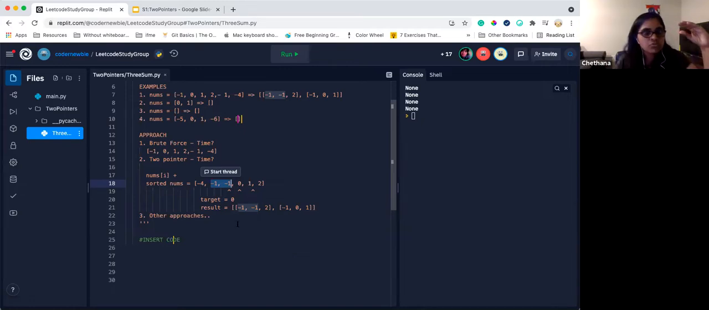That's for the outermost. What happens for the innermost, the two actual pointers? What do we do for them? We increment the left pointer until we get to a unique value. And for the right pointer, we keep decrementing until we get to the next unique value. That is how we're trying to handle duplicates, with the outermost and then innermost checks. Once we do that, we're done.